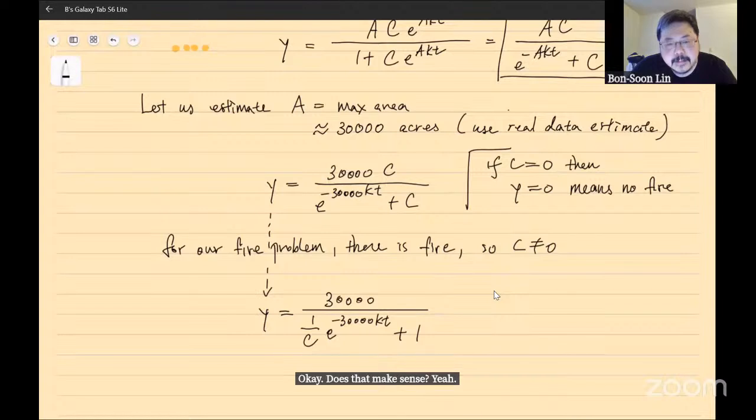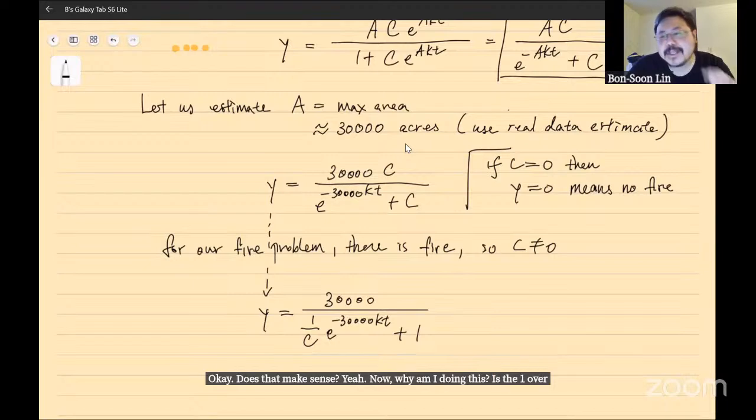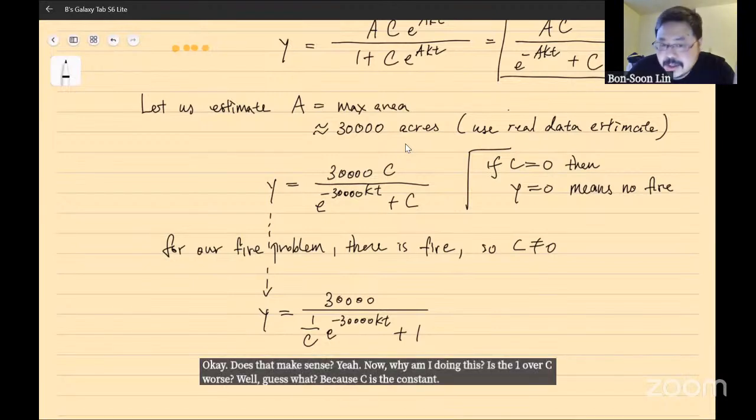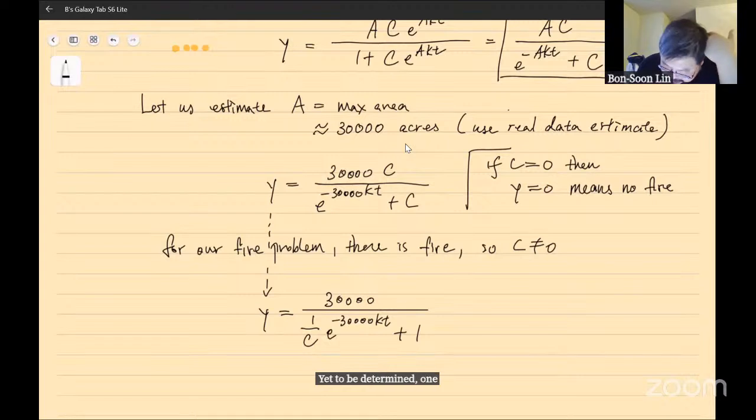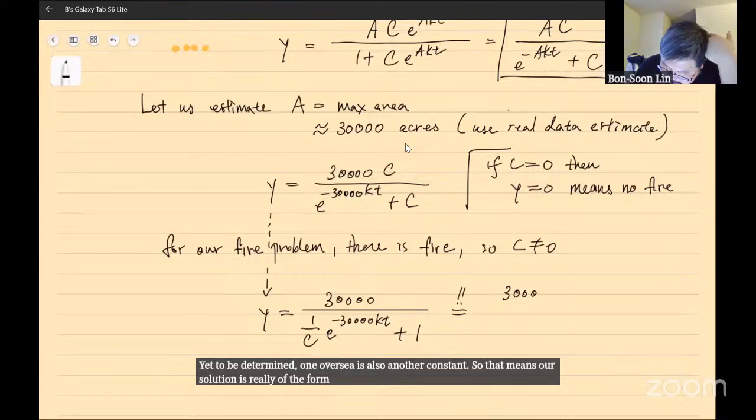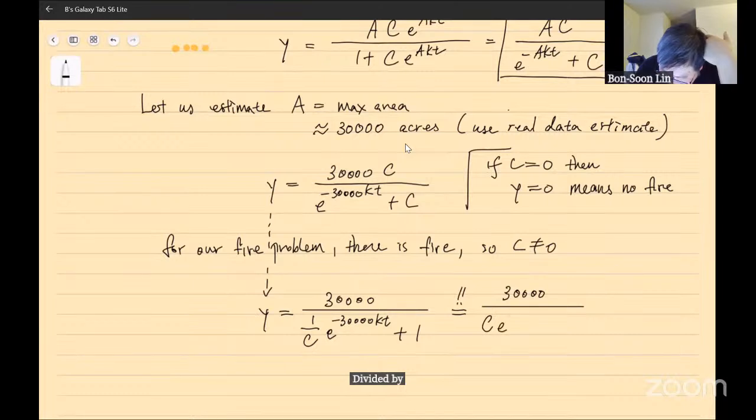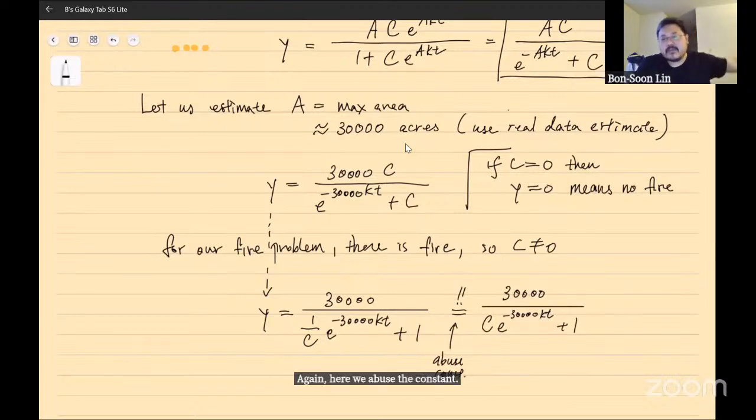Now, why am I doing this? Isn't 1 over c worse? Well, guess what? Because c is a constant yet to be determined, 1 over c is also another constant. So that means our solution is really of the form 30,000 divided by some constant times e to the negative 30,000 kt plus 1. Again, here we abuse the constant. So that simplifies our expression. This is the form of the solution we're looking for.